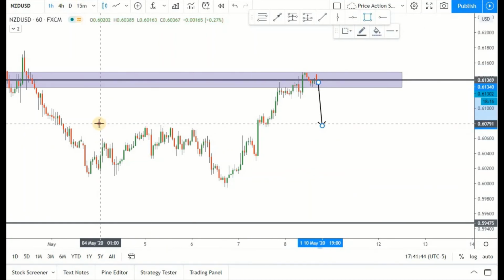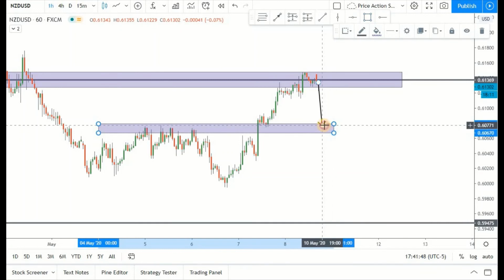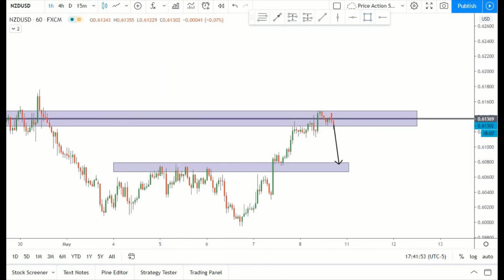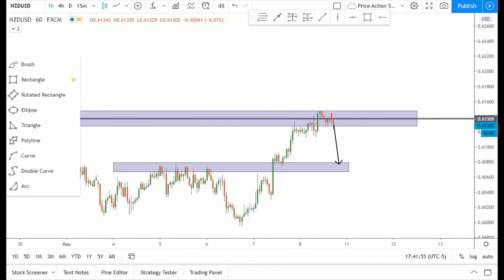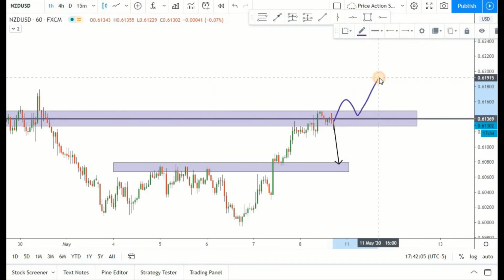Very similar structure to EURUSD. We could see a sell down here. Contrary, if we do get a bullish close above 0.61370, then we could look for a retest and go long in the direction of the trend. Right? Remember, the trend is your friend.